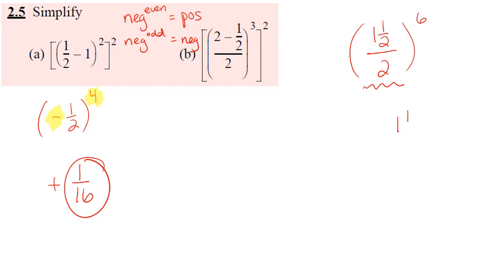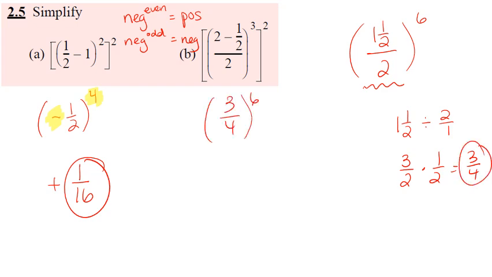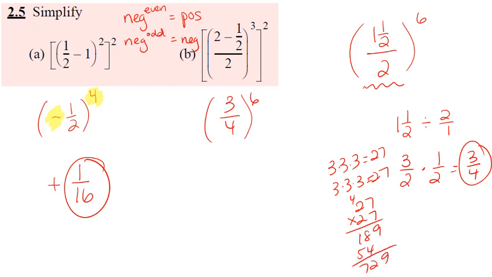So this is 1.5 divided by 2 over 1, and 1.5 is 3 over 2 times 1 over 2, which is 3/4. So this becomes 3/4 to the 6th power, 3 times 3 times 3 times 3 times 3 times 3. So that's 27, 27. So 27 times 27, whatever that is, is 729, big number.